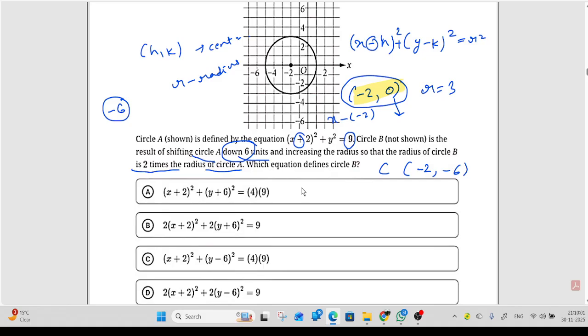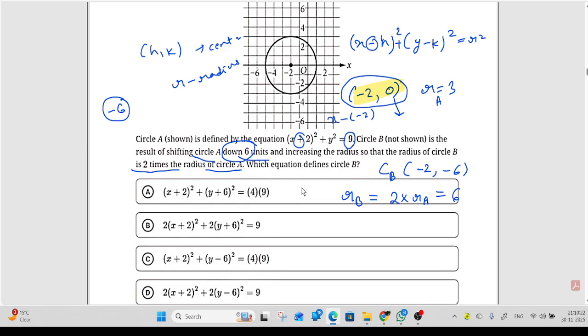The radius of circle B is 2 times the radius of circle A. This is the center of circle B. So the radius of circle B is 2 times the radius of circle A. This is the radius of circle A. So that means 2 times 3 is 6, right?